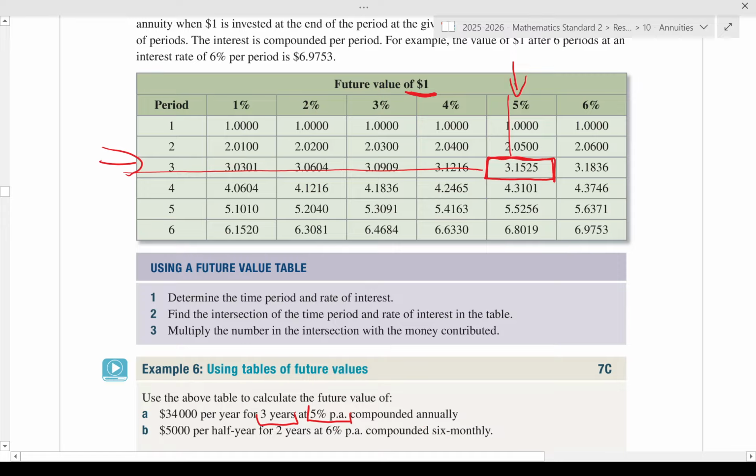So what we're basically saying is this table is telling us if I invested $1 at 5% for 3 years, at the end of it I would have $3.1525. Okay. That is the actual value. If we did that recurrence relationship and we calculated it out, that is what we would end up with. So they've done all the hard work for us. All we need to do is make sure that we've got the correct interest rate and the correct period. Okay. But that is the value for only $1.